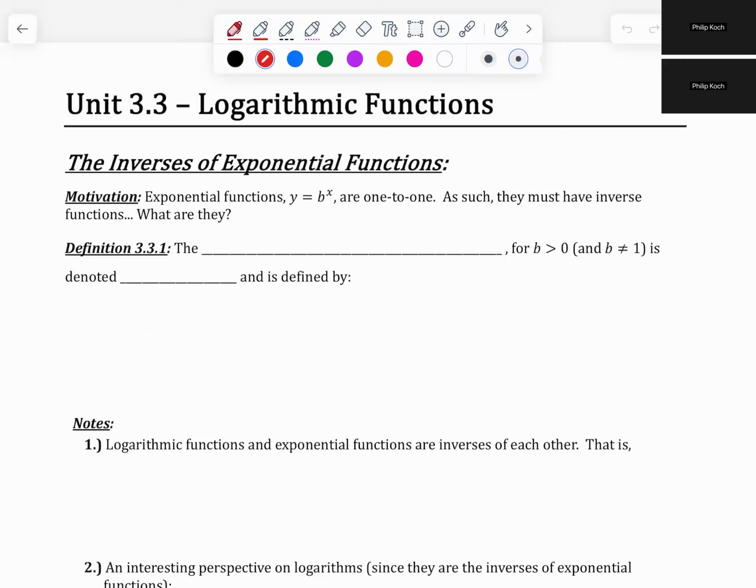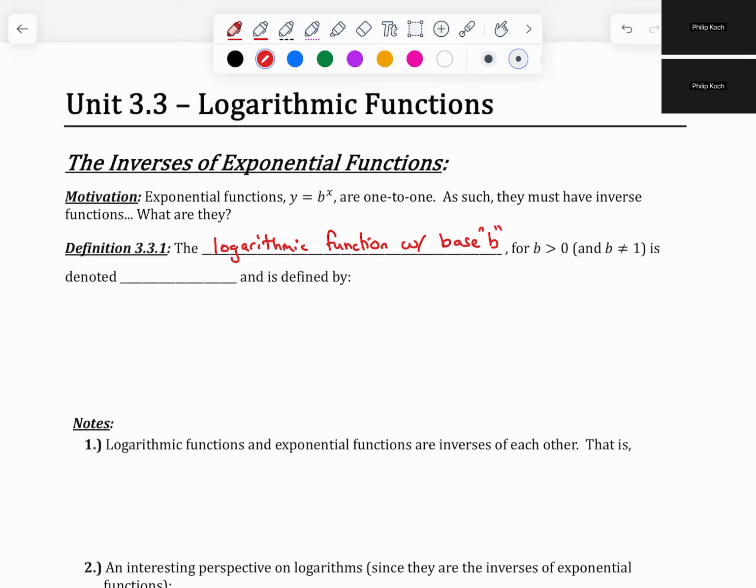The logarithmic function with base b, I'm going to put the b in quotation marks, for b greater than 0 and b not equal to 1, just for the same reasons about exponential functions. If b is equal to 1, it's not an interesting case. If b is negative, the exponential function isn't defined, so the logarithm wouldn't be defined.